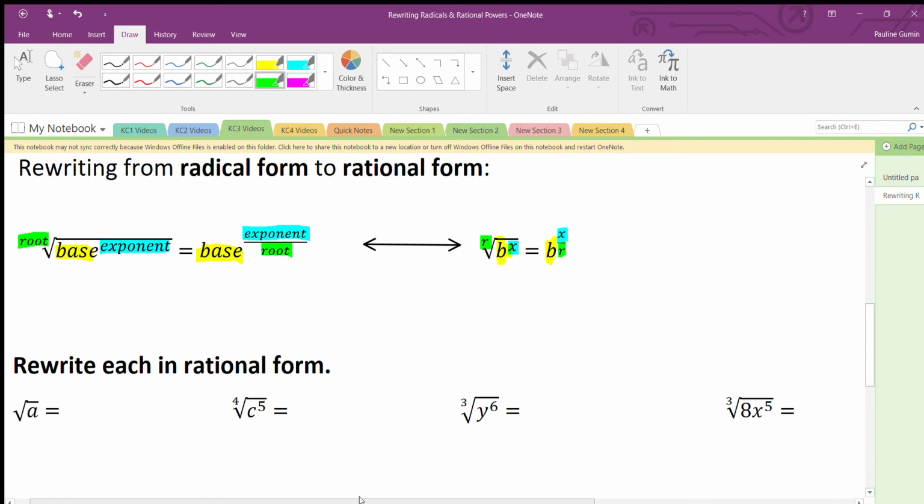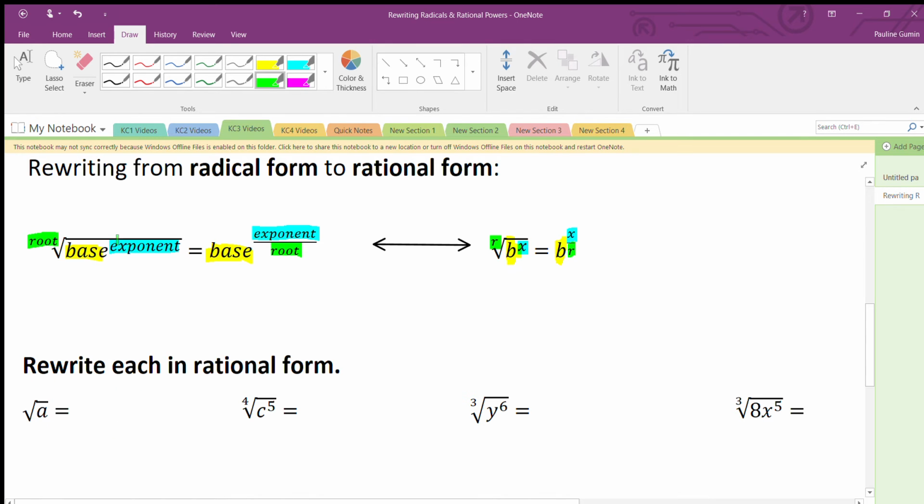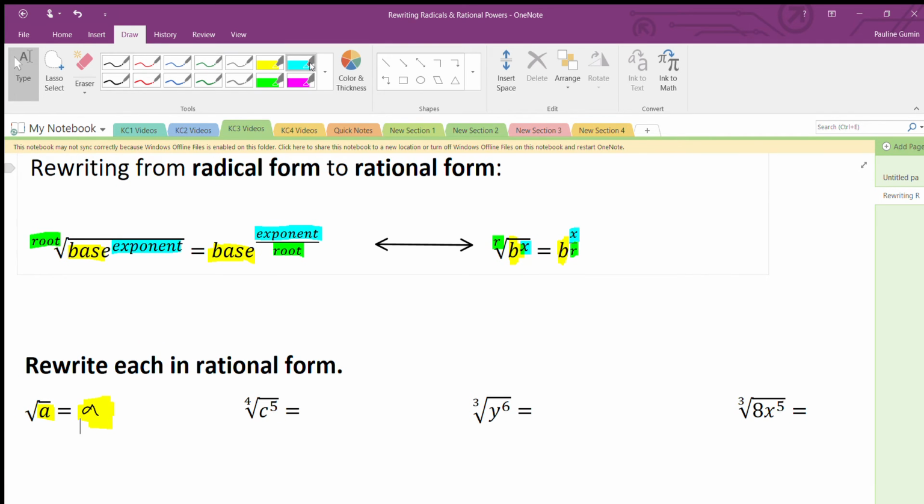Let's do this. First I have the square root of a. For this problem, the base is a. Oh, that was not the prettiest a, but that's fine. Next, I look for the exponent. Well, the exponent here is an invisible 1. So the fraction that a is raised to gets a 1 on top. Then lastly, I'm looking for the root. The root here is invisible once again, but when we have an invisible root, that means it's a square root, it's a 2.